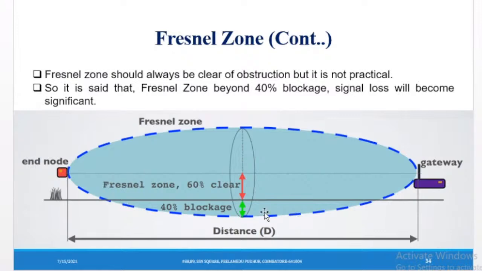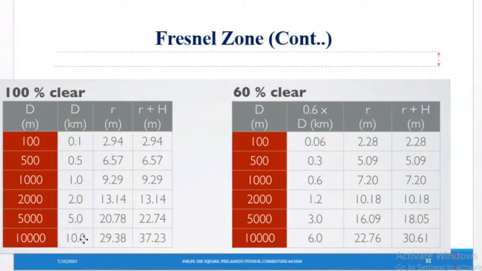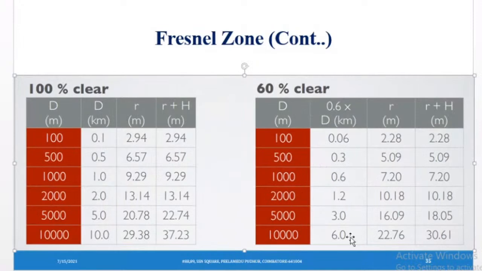What happened? The signal will fall and reflect back to the gateway. Automatically the covering distance also reduces. So that's why we have to place the antenna and gateway at a higher altitude. With this table I can show you: with 100% clearance of the Fresnel zone, maximum up to 10 kilometers I'm getting. With 60% clearance, maximum 6 kilometers.